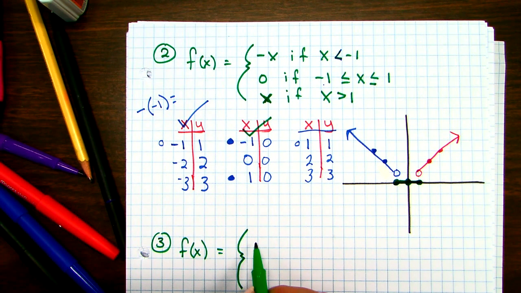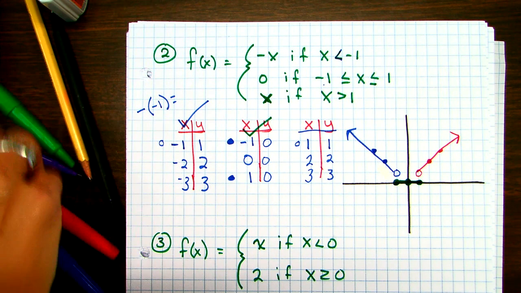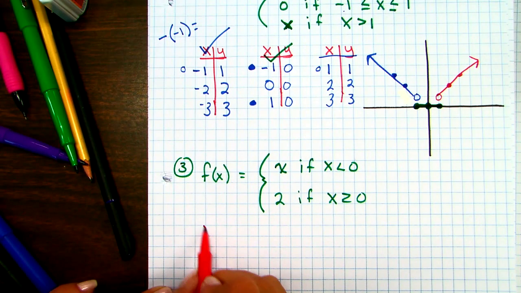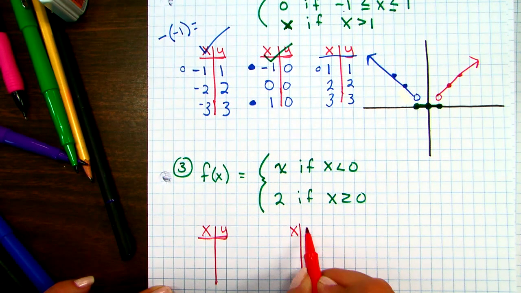Oh, this is a shorter one. Oh, 3 and 4 are shorter. Yay. Try and then look up. Try and look up. Check your work.